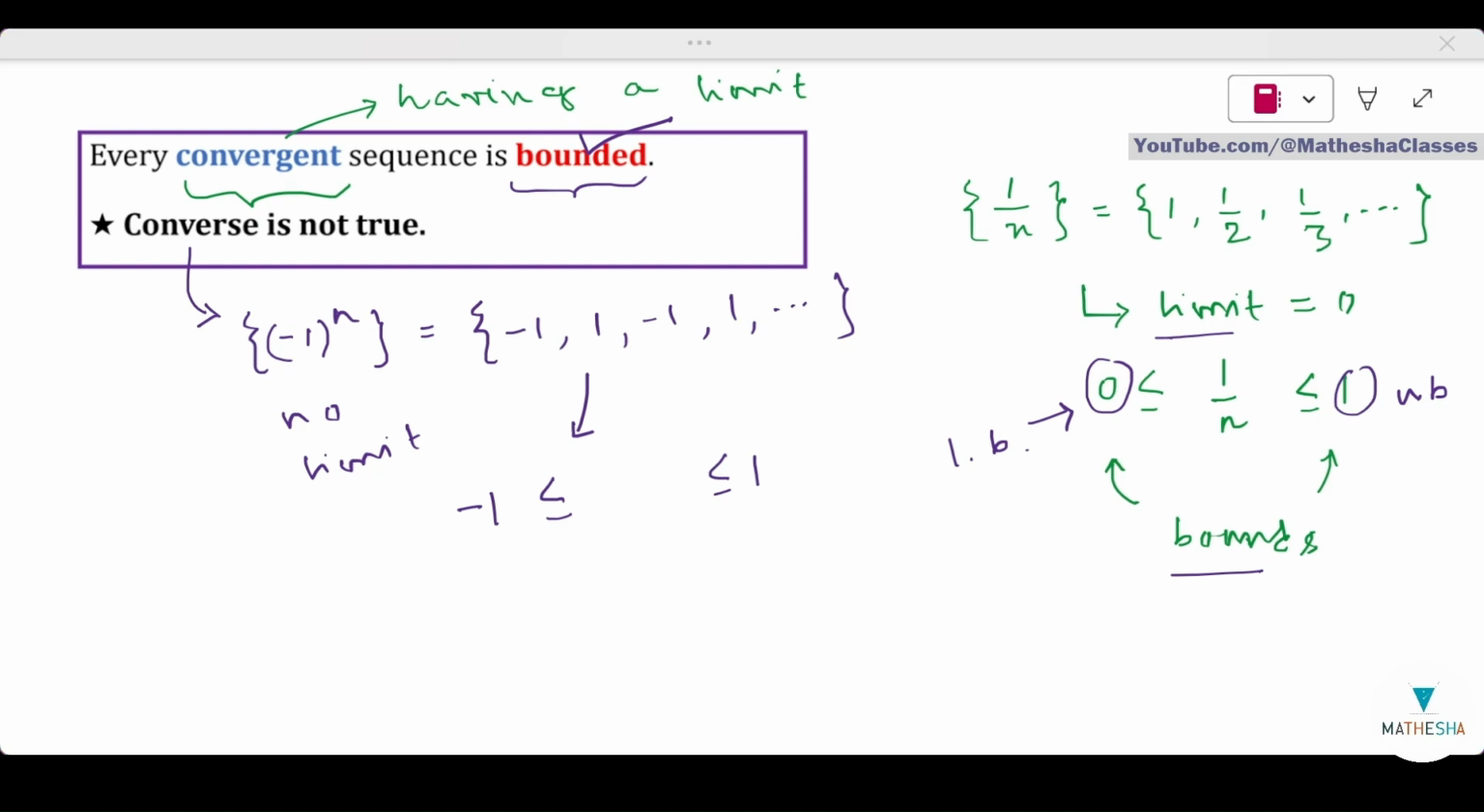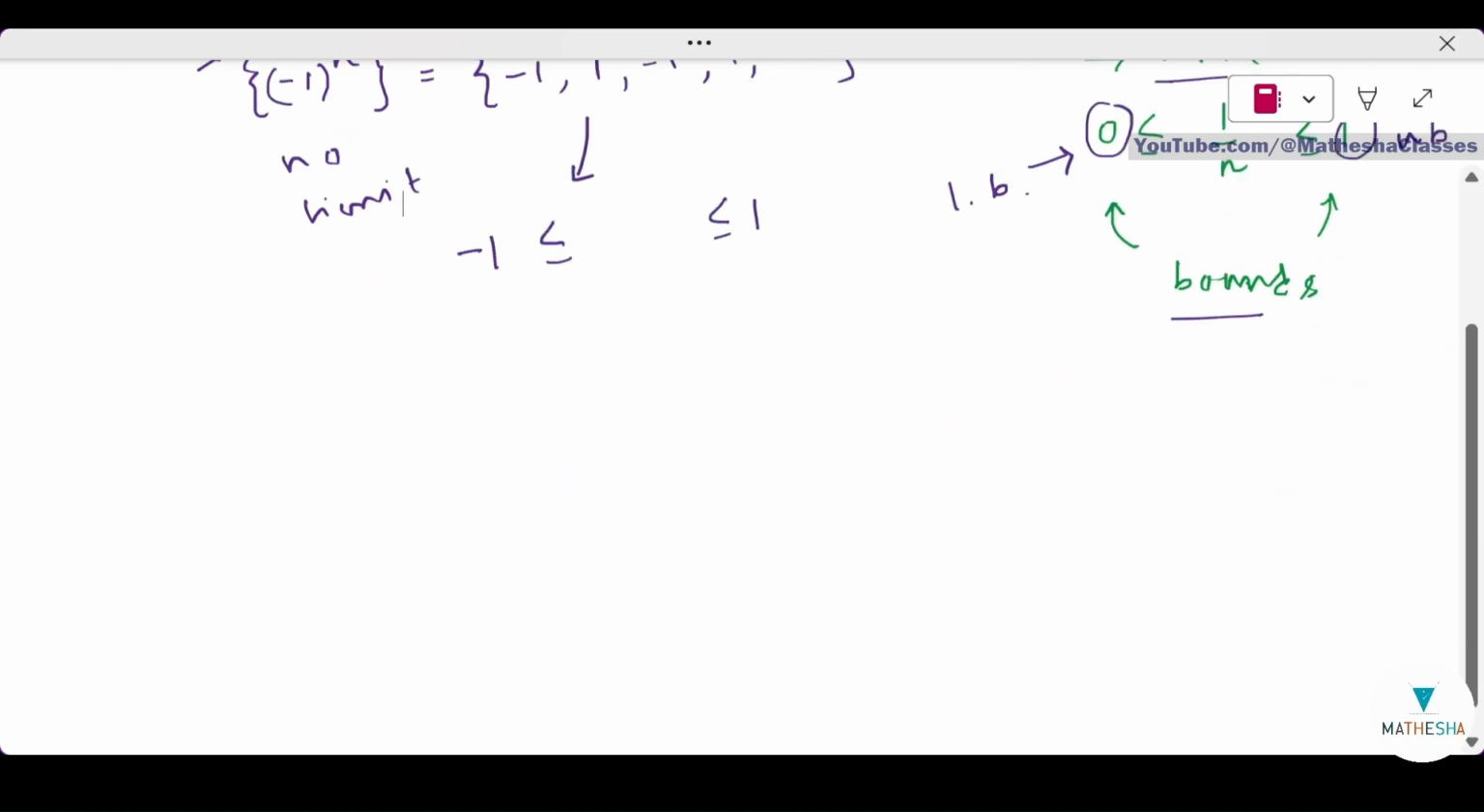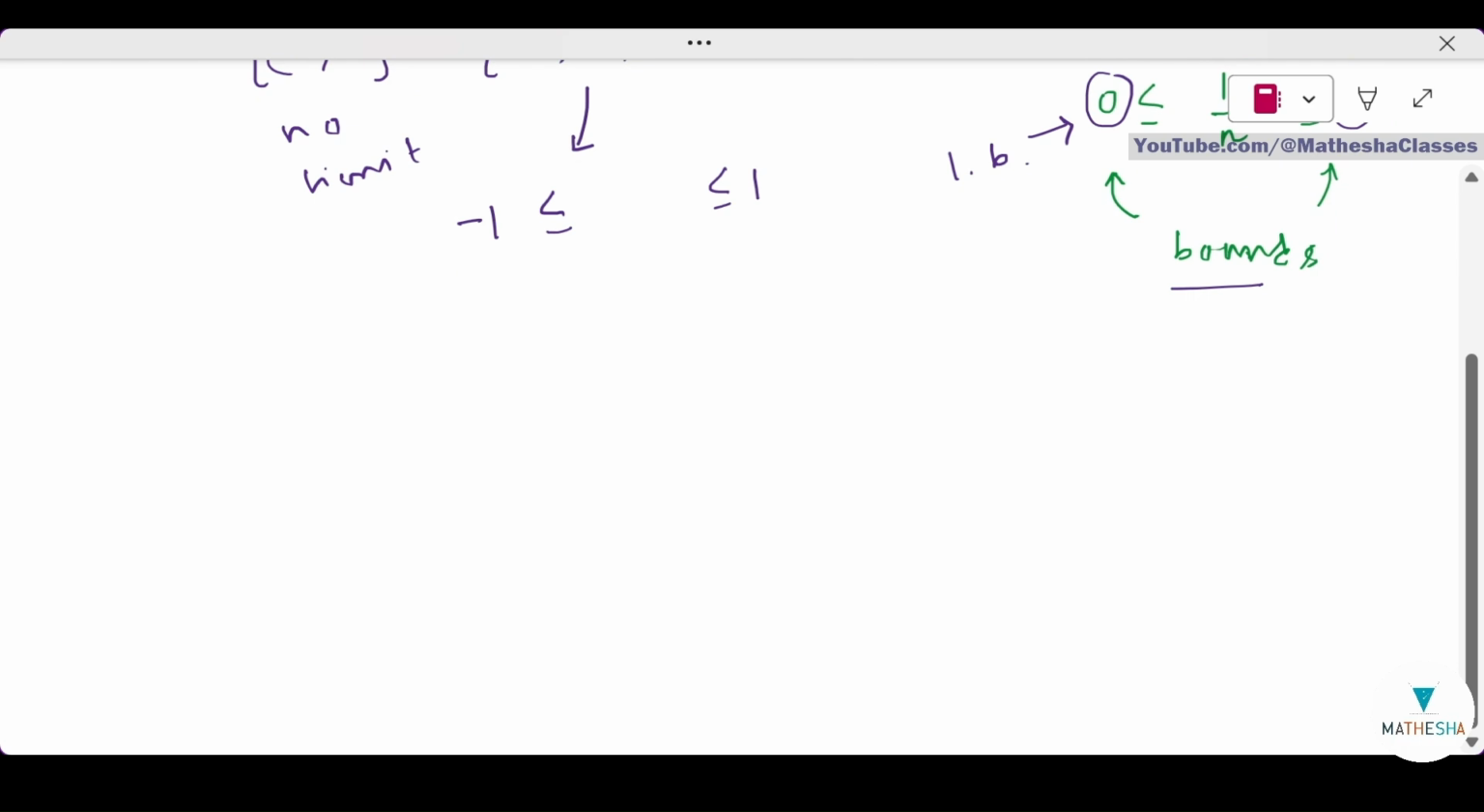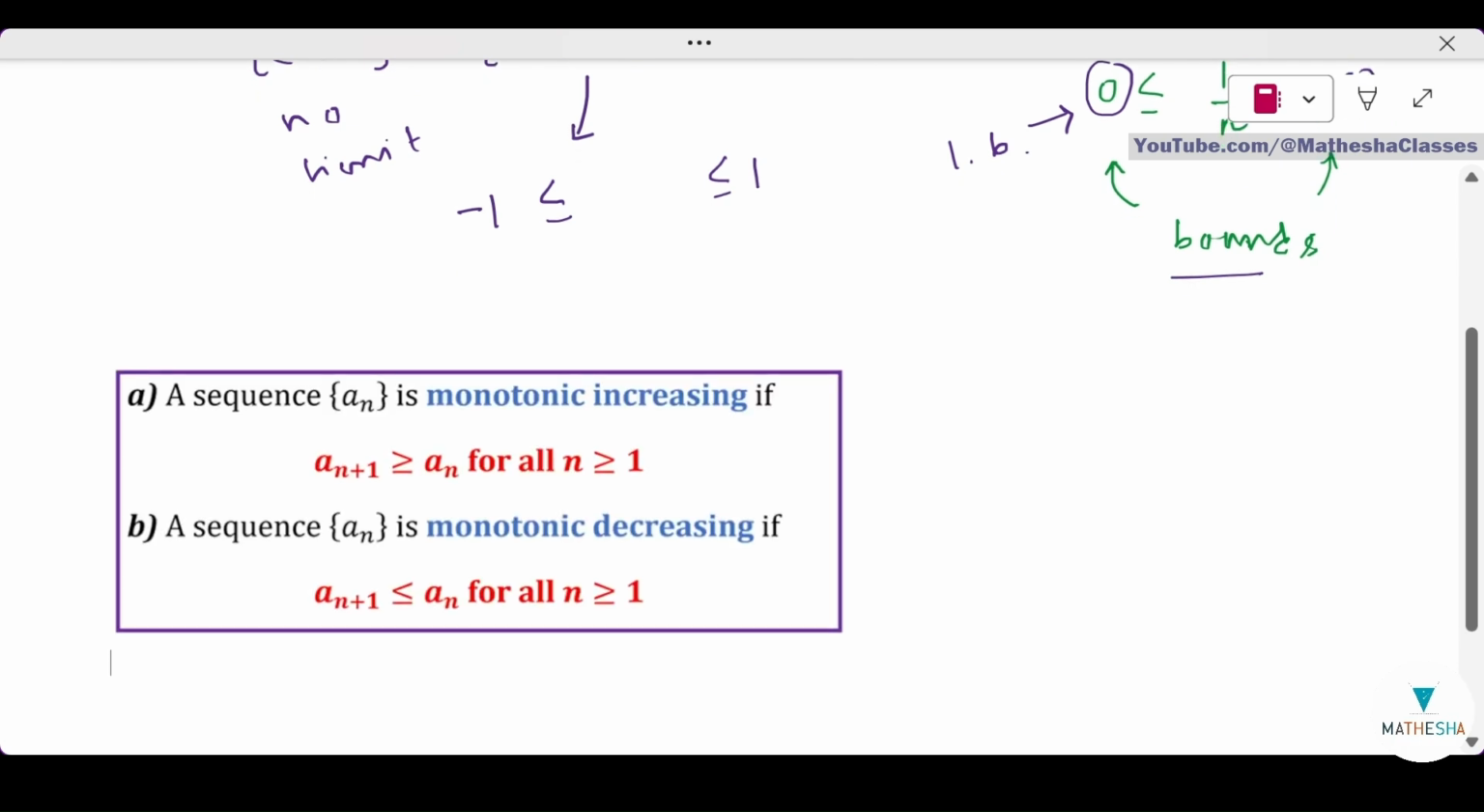Well, now let us come to the next result. The next result that we will discuss is also on sequence, and for that we require the idea of monotonic increasing and monotonic decreasing sequence first. What is a monotonic increasing sequence? A monotonic increasing sequence is one whose term increases as n increases.